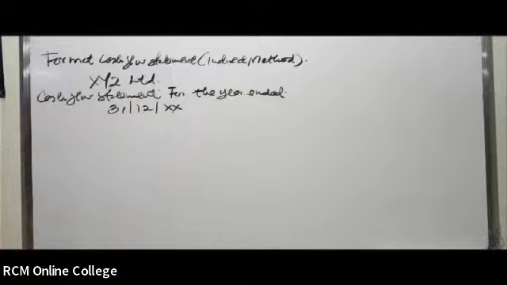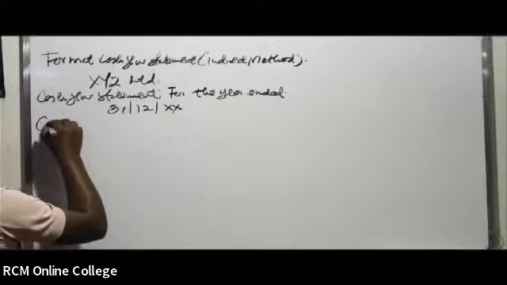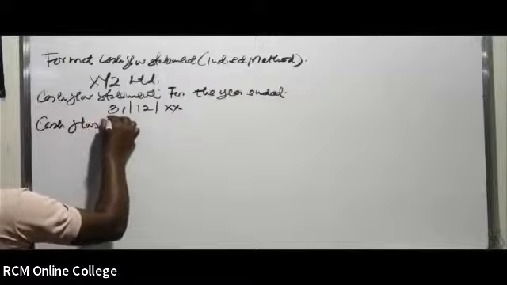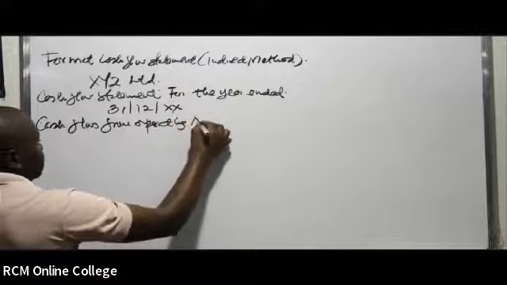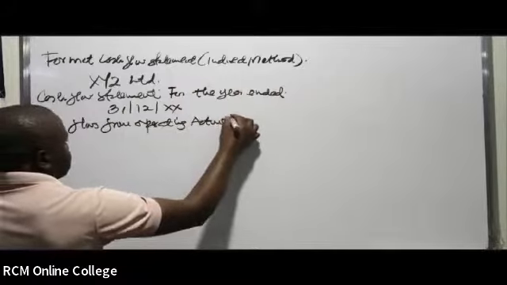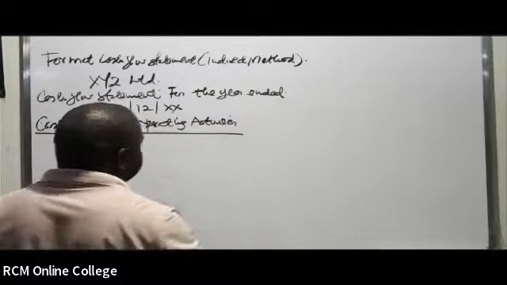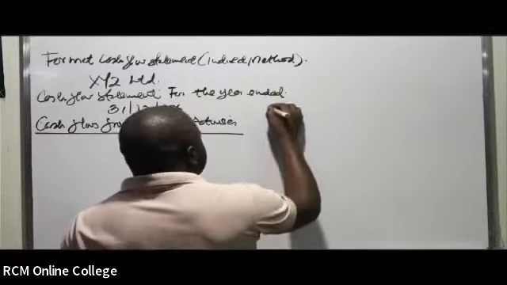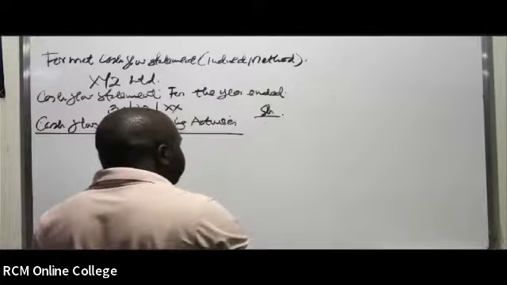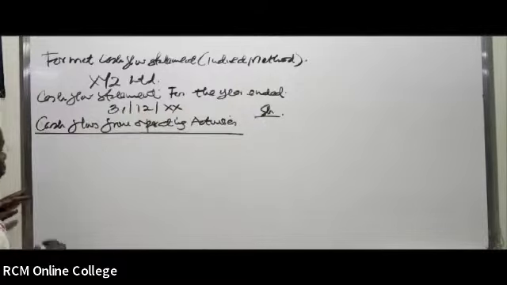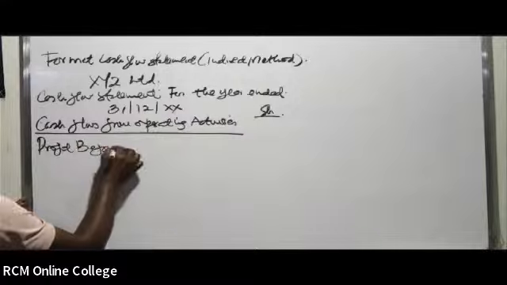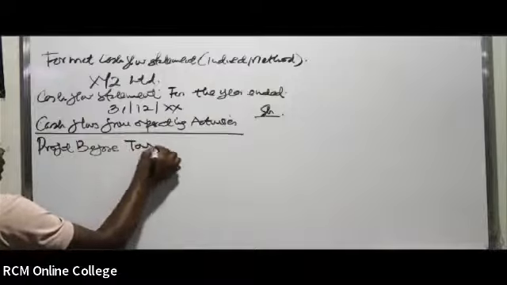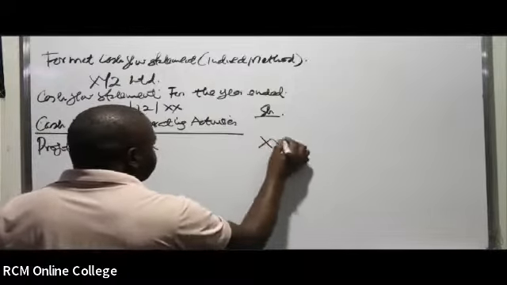In this case, you'll start with the cash flows from operating activities, which you put aside there, because your shillings will be there. You start with the profit before tax, which you'll get in the income statement extract, and you place the figure there.